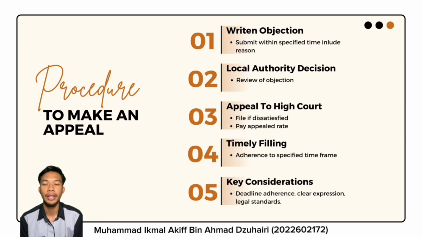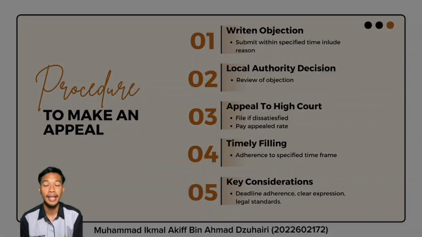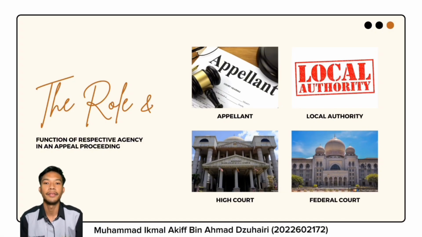So, careful attention to deadlines, clear expression of objections, and observance of legal standards are necessary to manage this appeal procedure effectively. Next, the role and function of respective agencies in appeal proceedings. The Local Government Act 1976 in Malaysia outlines the appeal mechanism for conflicts arising from decisions made by local councils. The process involves several groups, including the appellant, local authority, High Court, and Federal Court.